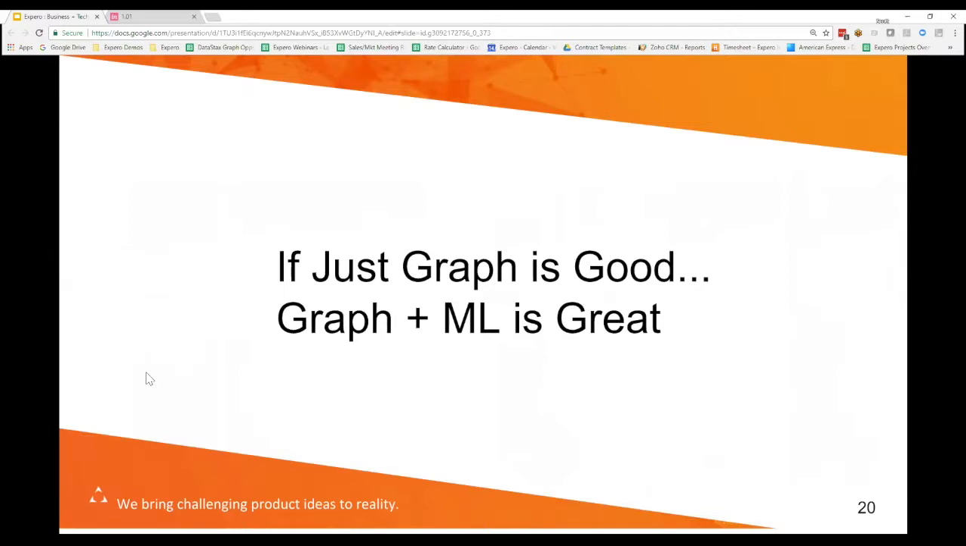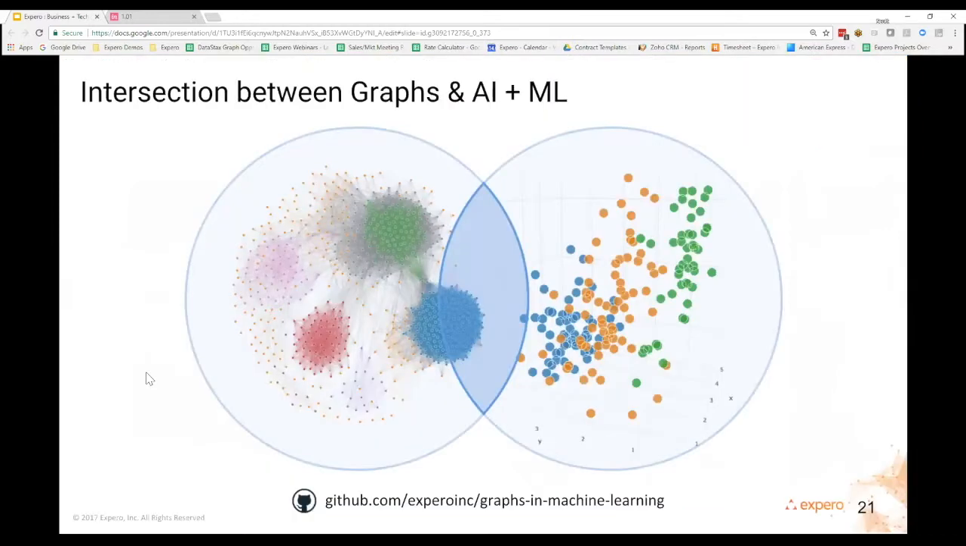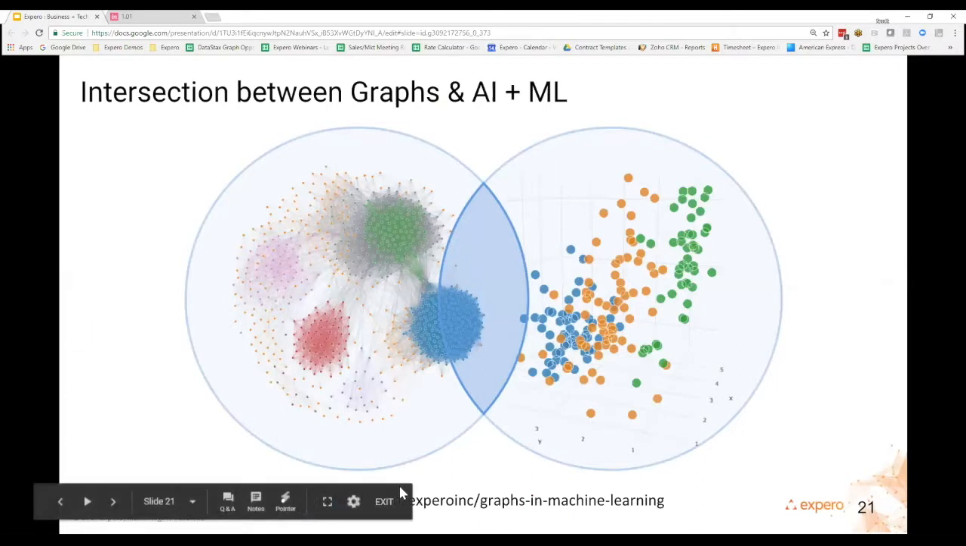Okay, so if graph is good, graph and ML must be great, right, Graham? That's it. So before we get started with applications and methods, I want to mention to everybody who's watching that you can go to the link at the bottom of this screen to check out Expero's so-called awesome list of graph machine learning intersections. There's a variety of links, code, articles, and software that you can start using. It's all open and it's there for you.